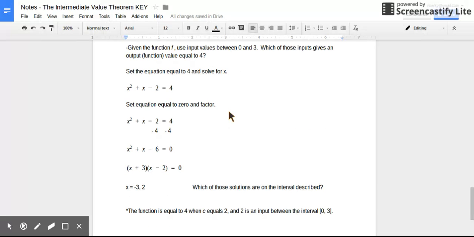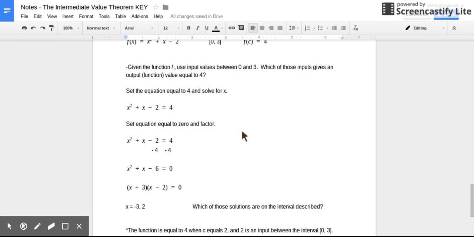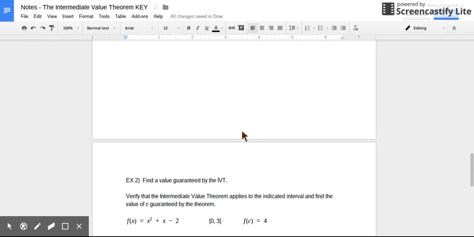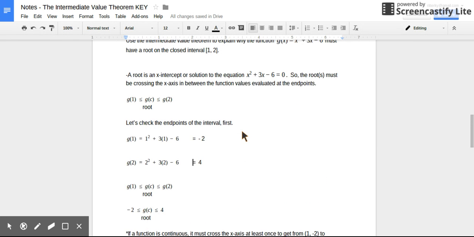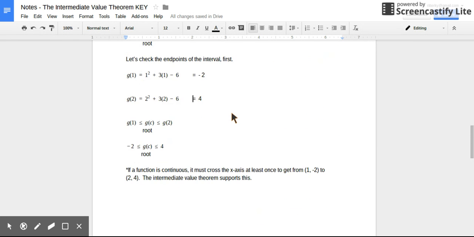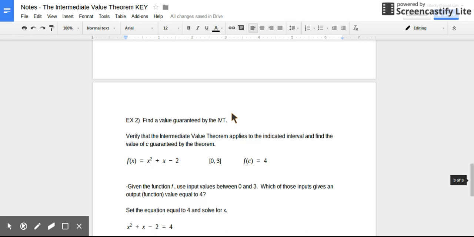So there are two of the types of problems you may see when using the intermediate value theorem. It's either, can you use the intermediate value theorem to prove that something exists? And can you actually find that value?